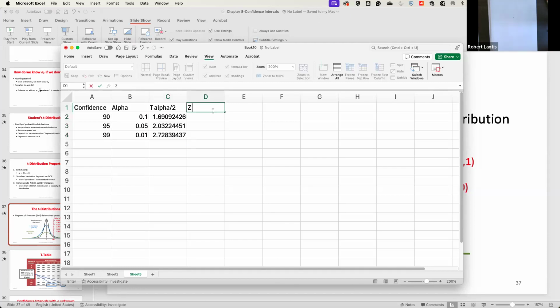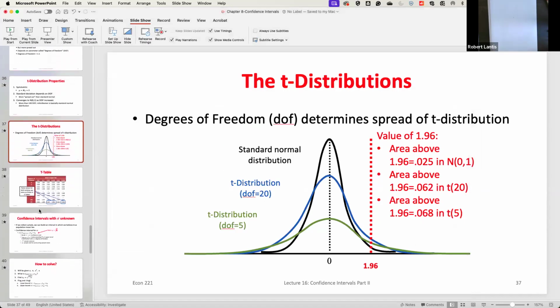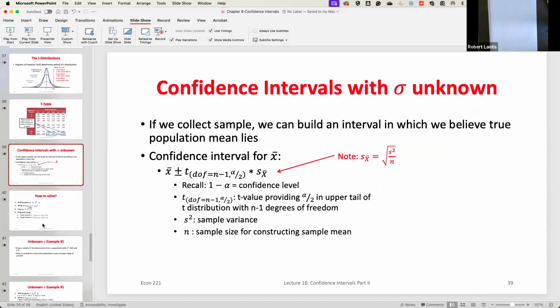In fact, we could actually put them side by side here. Norm.s.inv, if this was a standard normal, half of alpha, and I forgot to take the absolute value. Close my parenthesis for me. These numbers are a little bit different. All right, so that's how we do it in Excel.